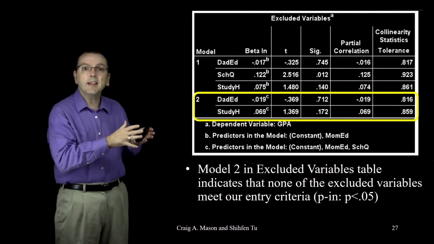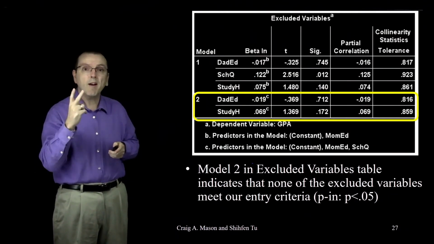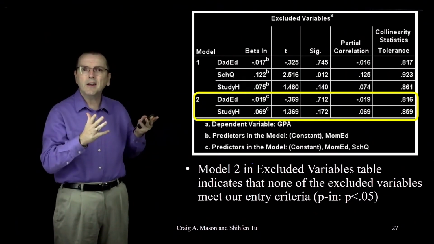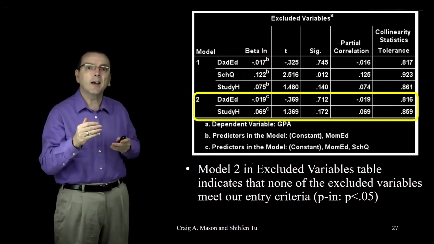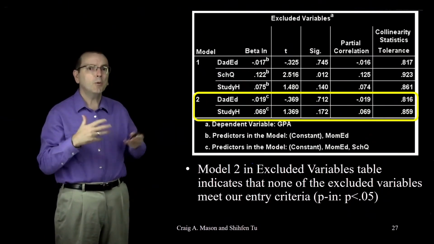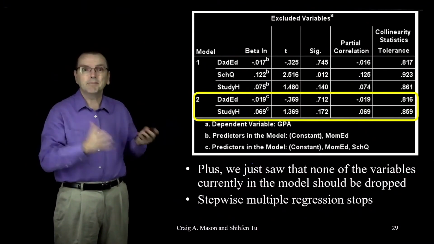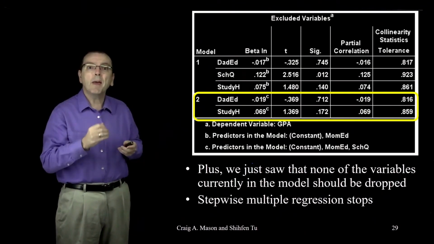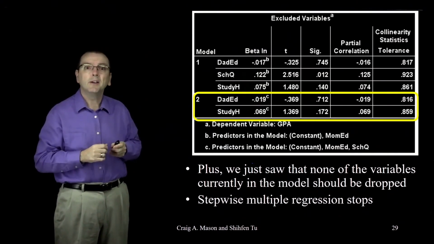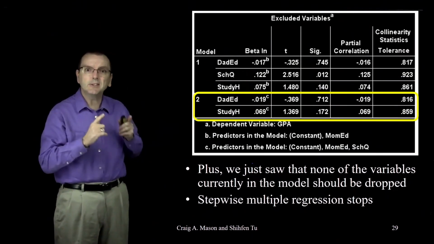Now, looking at the excluded variables table, we see that for Model 2, we have two remaining variables that are not yet in the model, father's education and study hours. But neither of these meet our entry criteria of a p less than 0.05, so neither would be entered in a potential third iteration, a Model 3. Plus, as we just saw in our coefficient table, based on our criteria, we don't want to drop any of the variables currently in the model. So the stepwise model building will stop at this point. This is our final model.